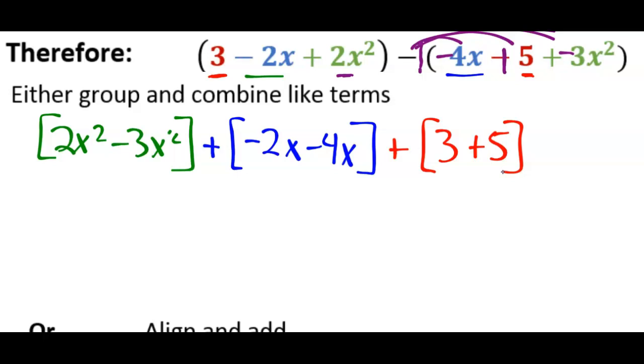2x squared minus 3x squared gives me x squared. Is it going to be positive or negative? It's going to be negative. Okay? Negative 2x plus negative 4x gives me negative 6x. And 3 plus 5 gives me 8. So that is how I would do this if I were grouping and combining like terms.